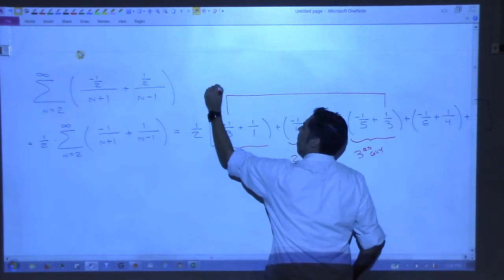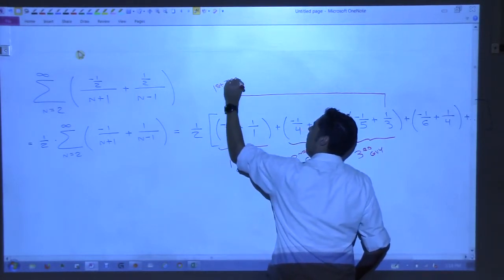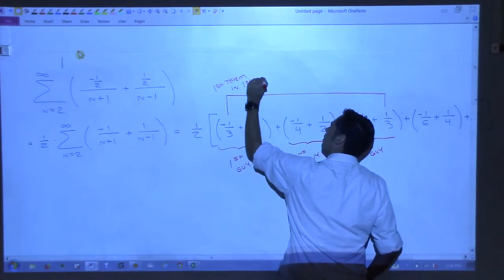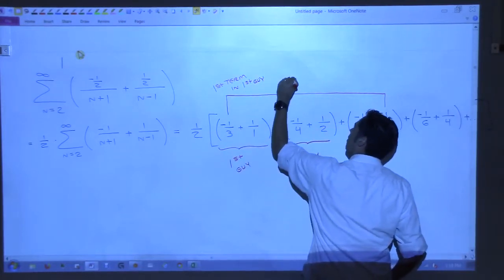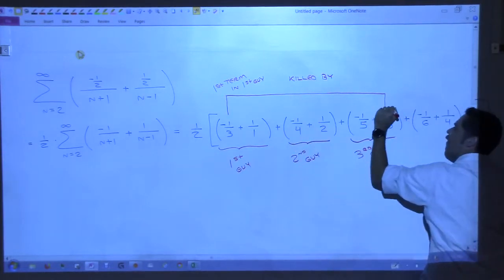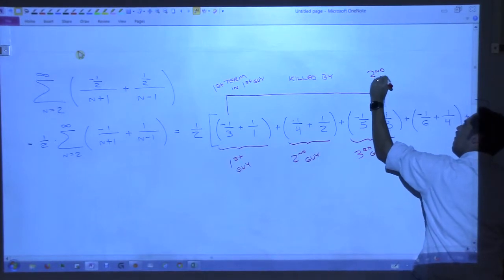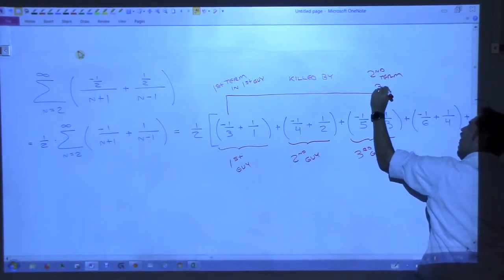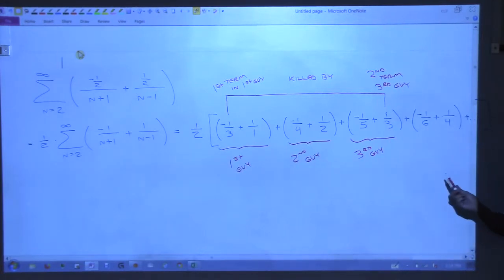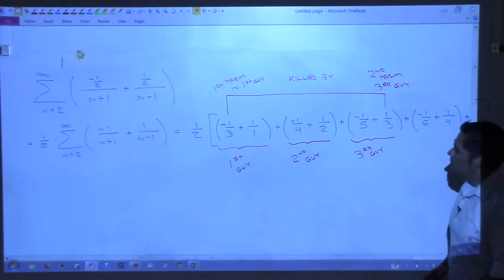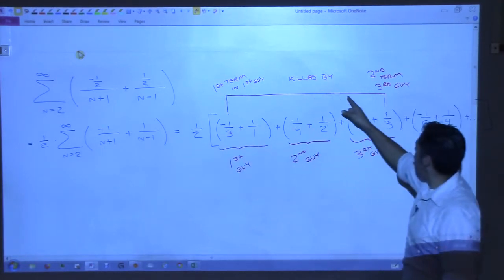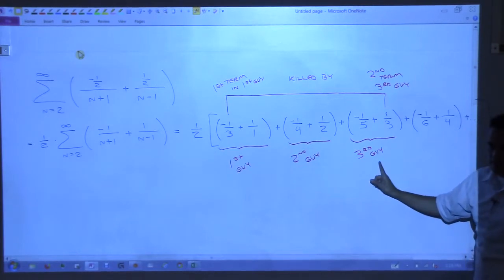The first term in the first guy gets killed by who? The second term in the third guy, right? That's what's happening? The first term in the first guy is getting killed off by the second term in the third guy.